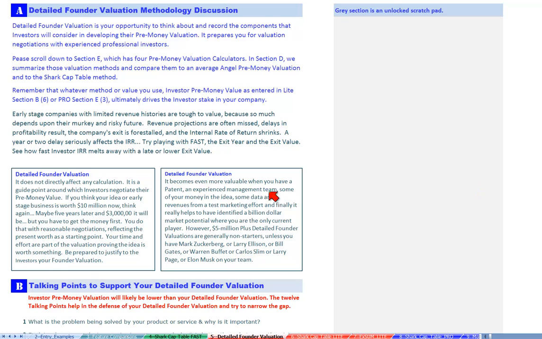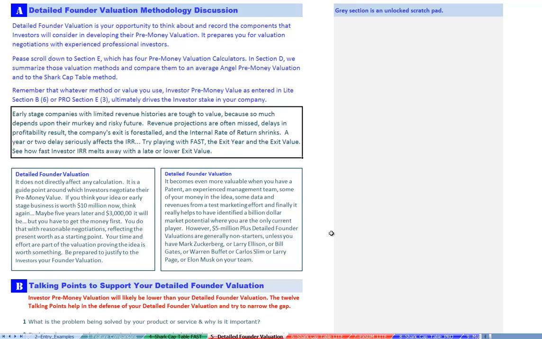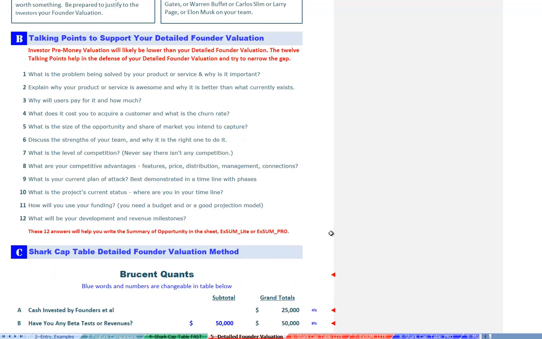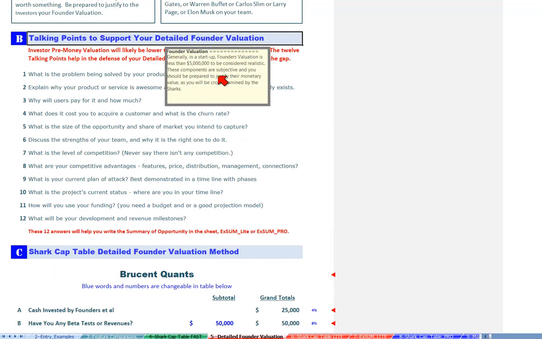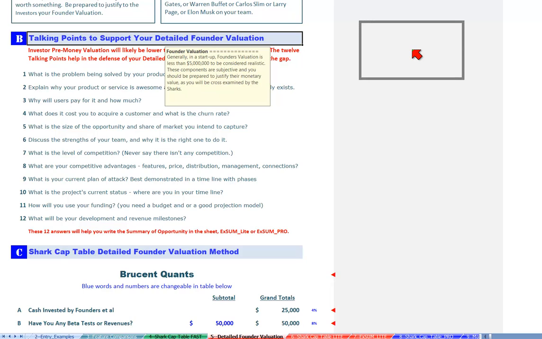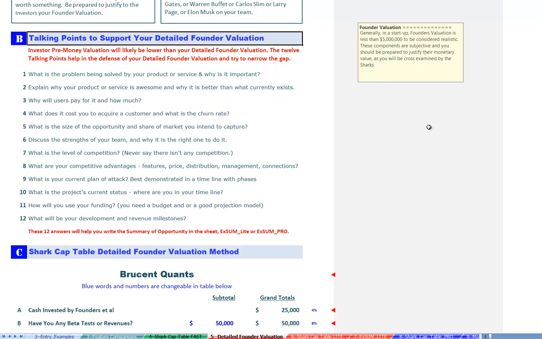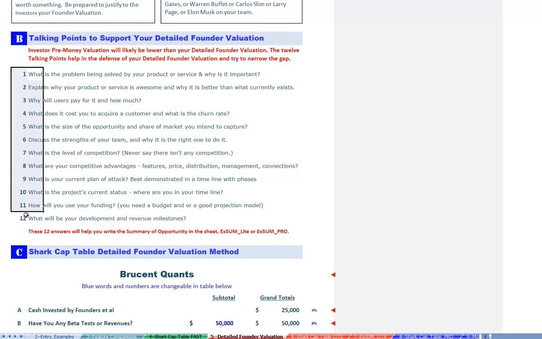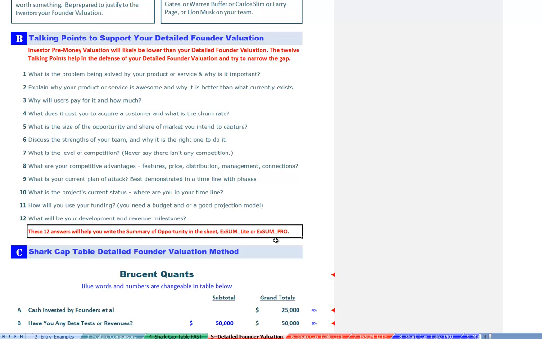So, without further ado, let's go to section A, which is a discussion. You can read all about this. I've got almost a whole page here. Now we come down to section B, and these are talking points to support your detailed founder valuation. Don't forget that we move these off to the side. I would strongly suggest that you try to write down and answer these 12 points. And when you do that, you can use those also when you write your summary of opportunity in the executive summary for Light or the executive summary for Pro.